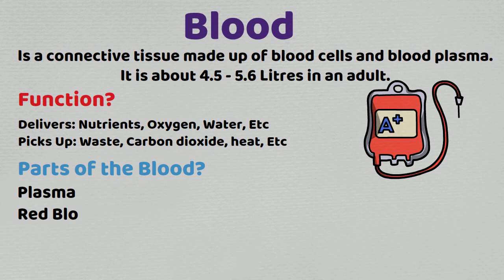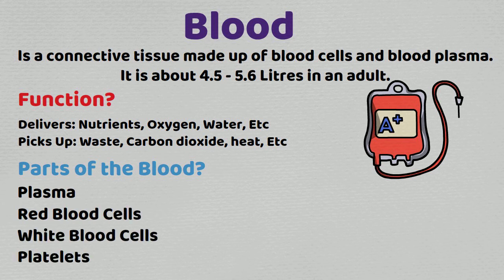First we've got the plasma, which is a non-living component of the blood and consists of 92% water. The other 8% is a mixture of nutrients, salts, and hormones. We've got the red blood cells, which are the most numerous cells in the blood. They are biconcave disc-shaped and contain the iron protein hemoglobin, which makes them ideal for carrying oxygen around the body. There are 5 million red blood cells in one drop of blood. They are produced in the red marrow of the long bone.